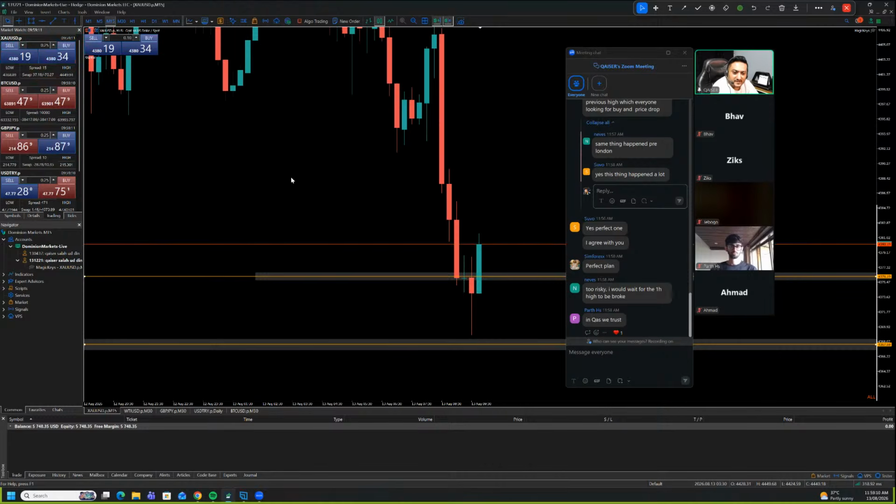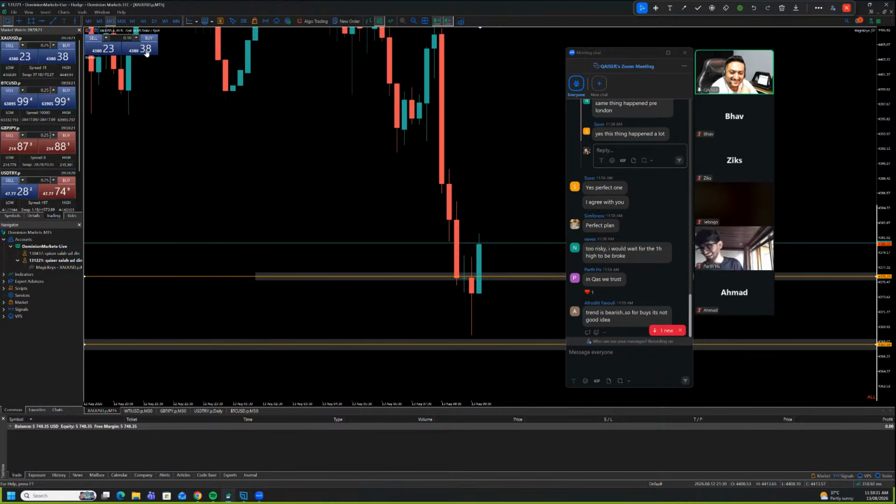In too risky, I would wait for the 1 hour high to be broken. That's your decision, buddy. That's totally your plan. You can stick with that one. Trend is bearish, so for buys it's not a good idea. Okay, it's a counter-trade structure I'm going to be heading towards. So with the opening of the candle, I'm gonna execute a buy.